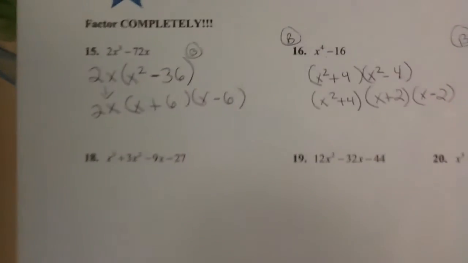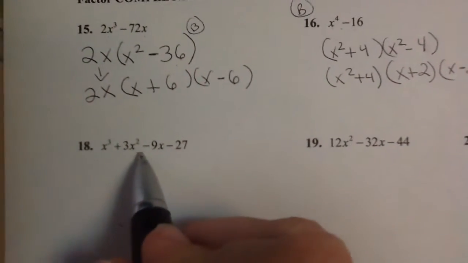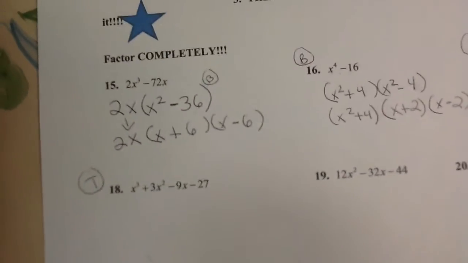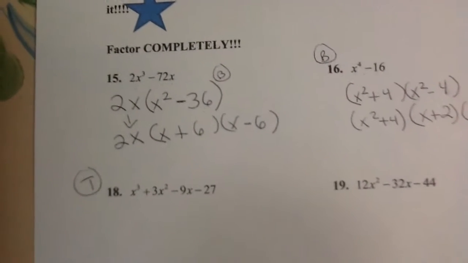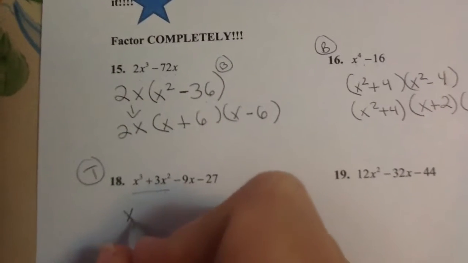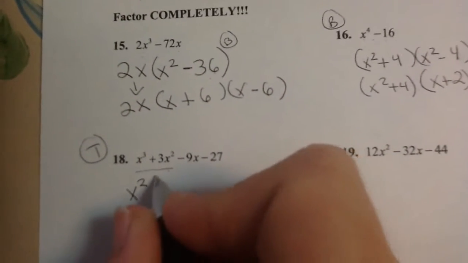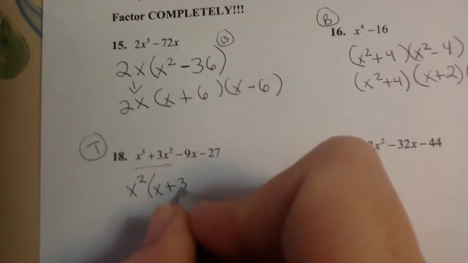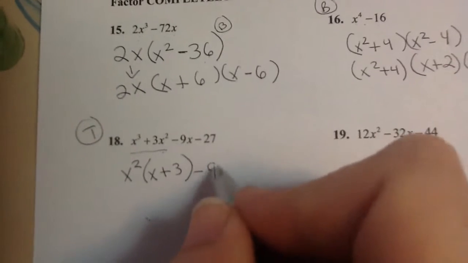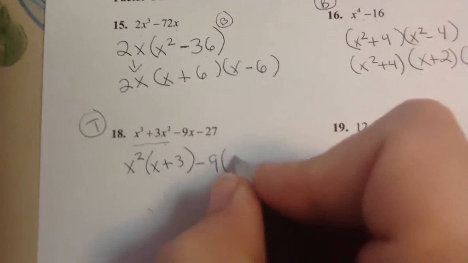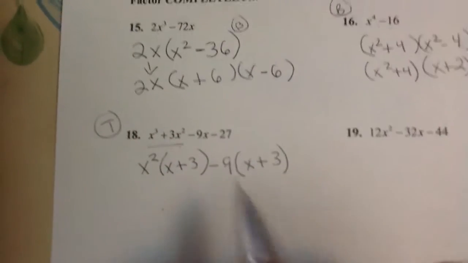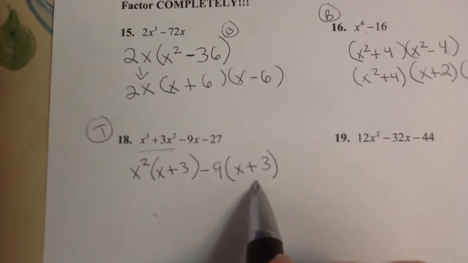Let's do the next three problems. 1, 2, 3, 4 terms, so this is a four-term polynomial. Remember, our rule is that we do grouping. X to the third plus 3x squared tells us we can take out x squared, leaving behind x and 3. Take out a -9, leaving behind x plus 3. These two should be the same, don't forget.